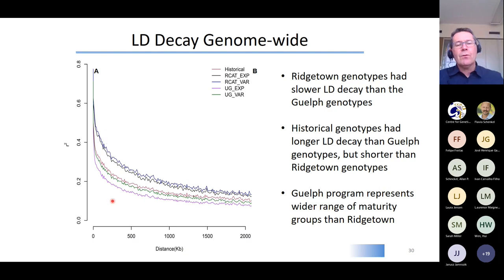So what we have noted is that the Guelph cultivars and experimental lines both had a faster LD decay, or shorter LD decay, which means that they contain more genetic diversity than the Ridgetown cultivars and Ridgetown experimental lines. The way we explain that is that the Guelph program represents a wider range of maturity, basically three different maturity groups, which all had parents from different germplasm sources, whereas the Ridgetown program had less diversity due to working mainly in maturity group two for Ontario.